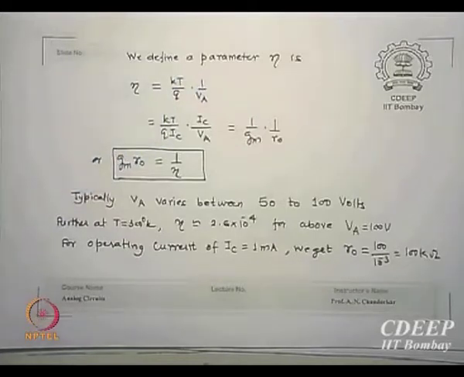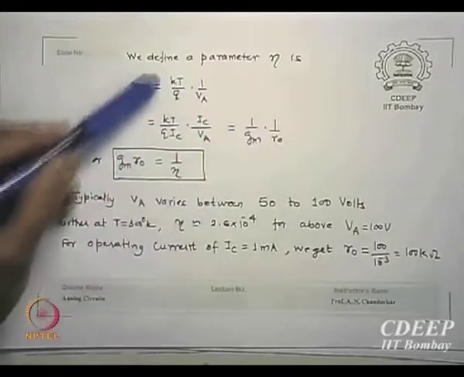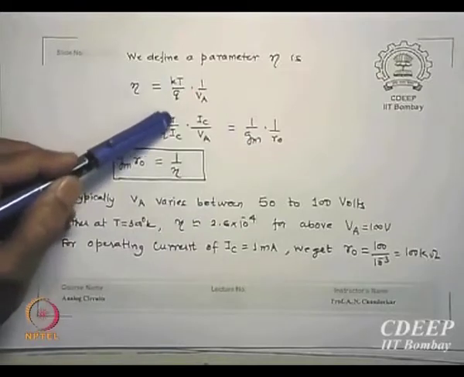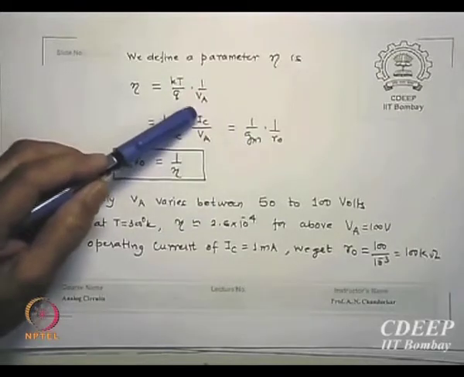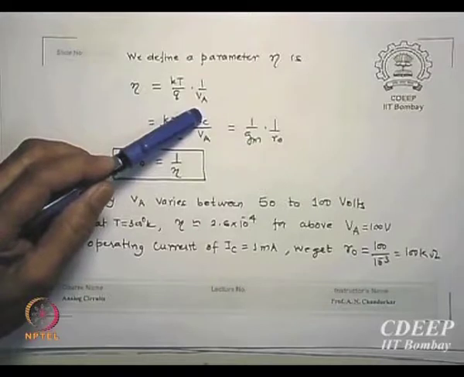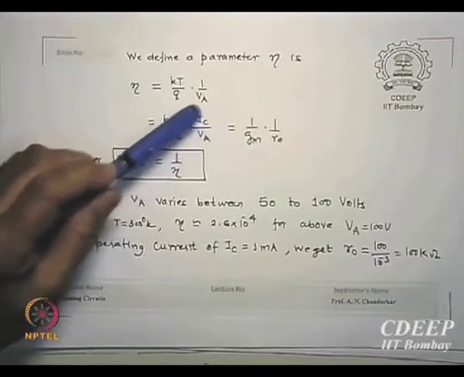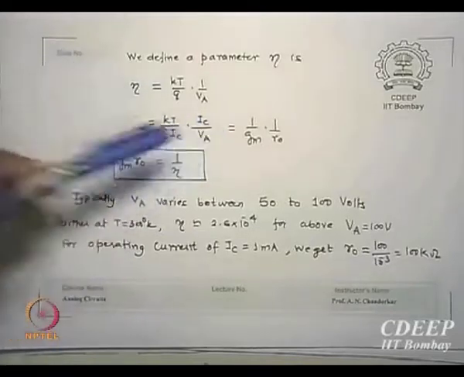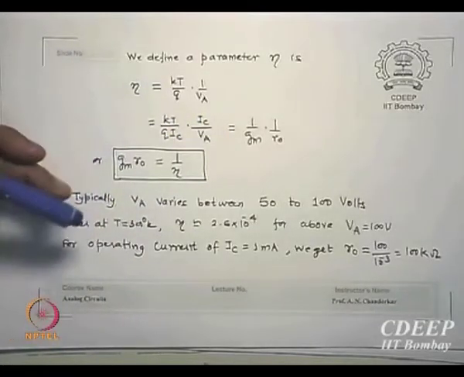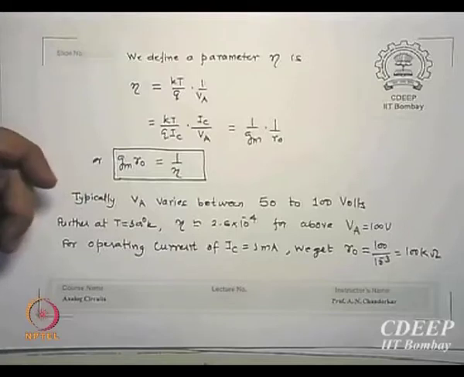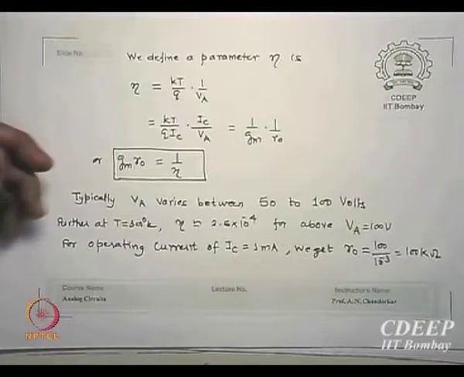Why do I write all this? We can directly write this: KT by Q, one IC here, one IC above. Same, isn't it? But this is 1 upon GM, and this is 1 upon R0. So GM R0 is a figure of merit. GM R0 is 1 upon eta, a figure of merit for a transistor.